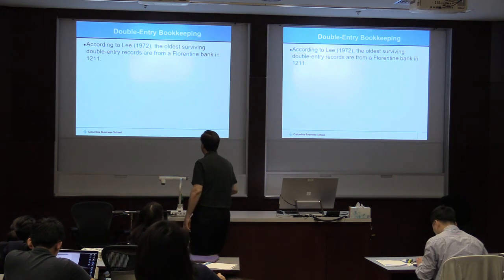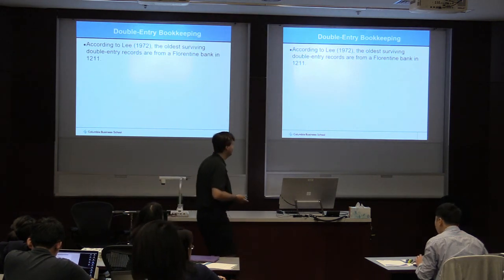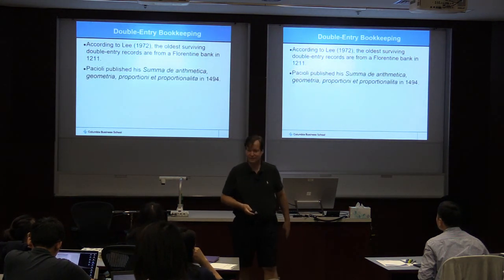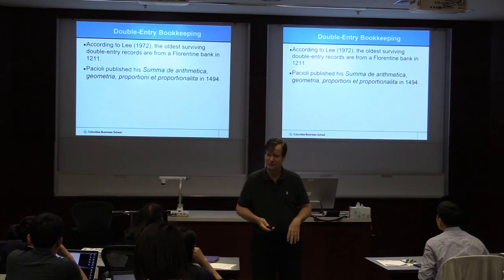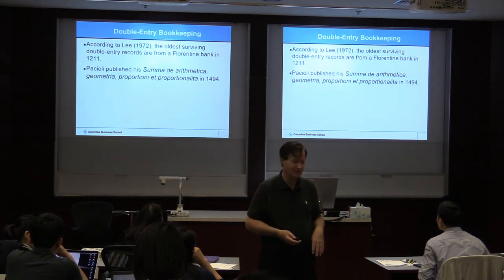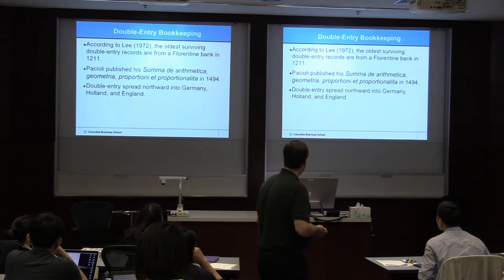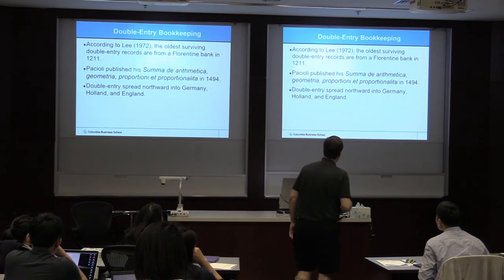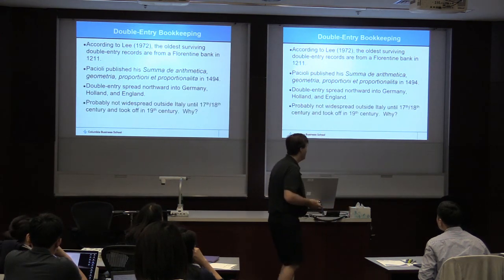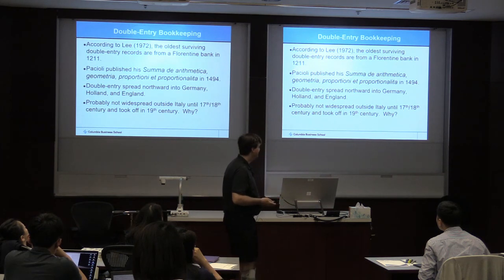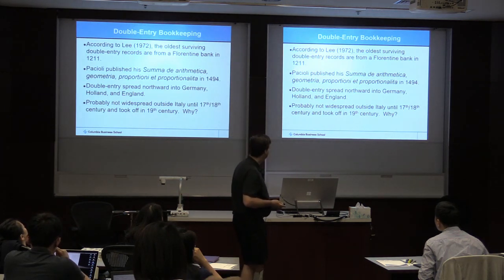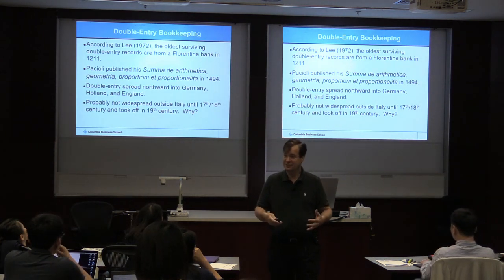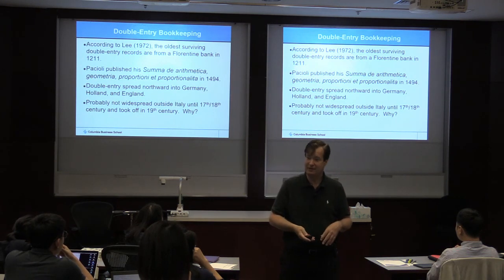Well, Lee says that the oldest surviving records that he found are from Florentine banks in the 13th century. Usually we talk about Pacioli in 1494, but even with this 13th century date, some people argue there are records a little bit earlier than that, or at least of partial double entry bookkeeping. Then supposedly it spread northward to Germany, Holland, and England, but wasn't really widespread outside of Italy until the 17th or 18th century, and took off in the 19th century. So of course one thing to naturally think, as a theorist, is: what changed? What was it that happened during that time period?